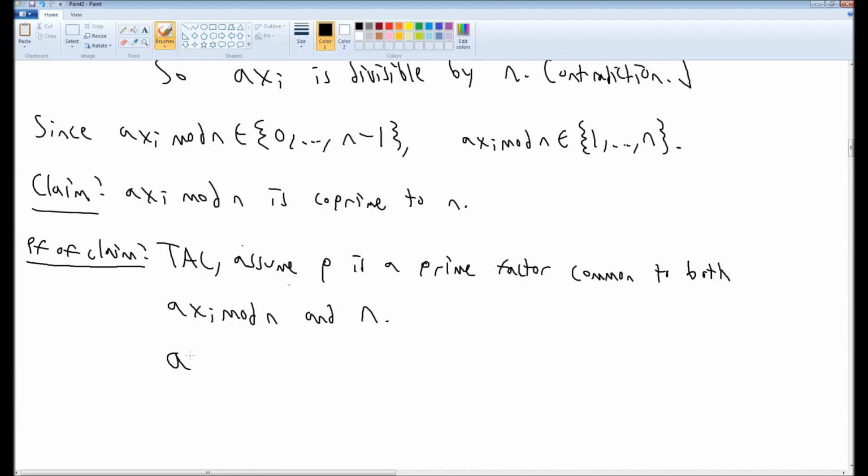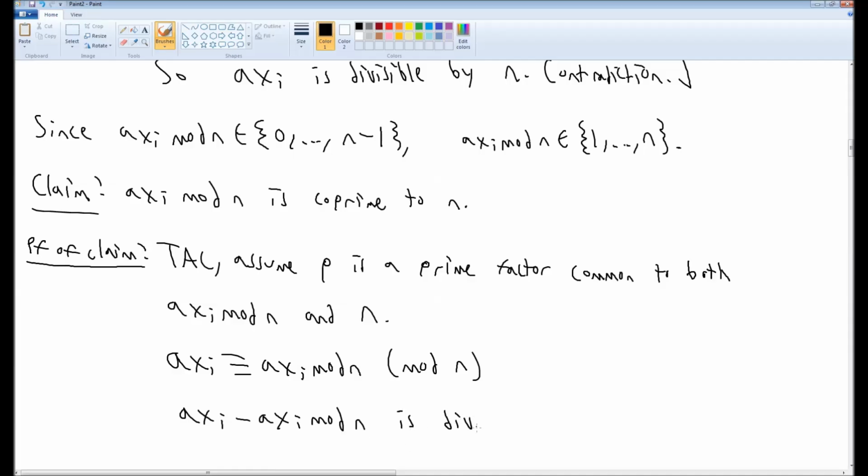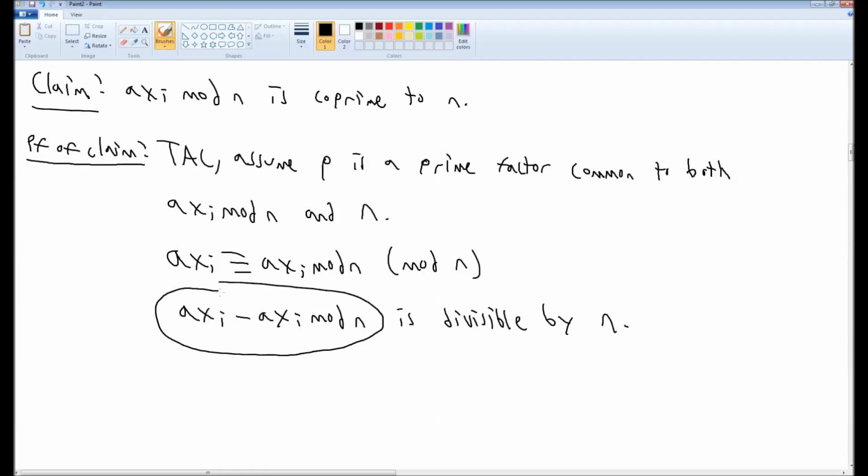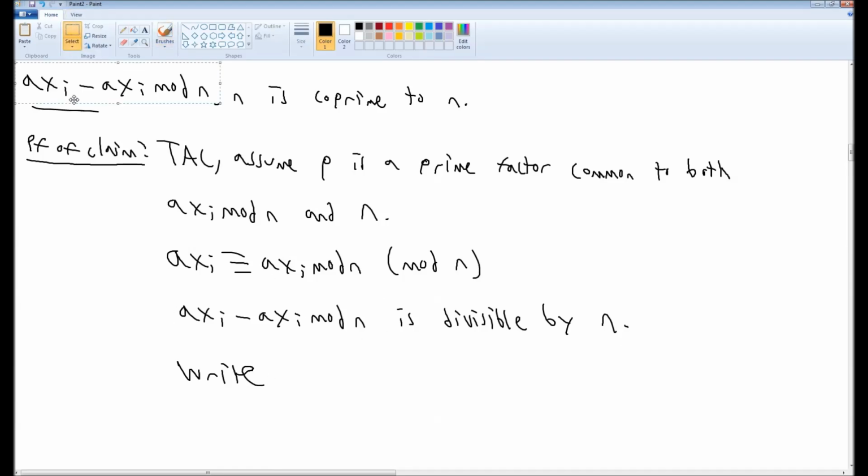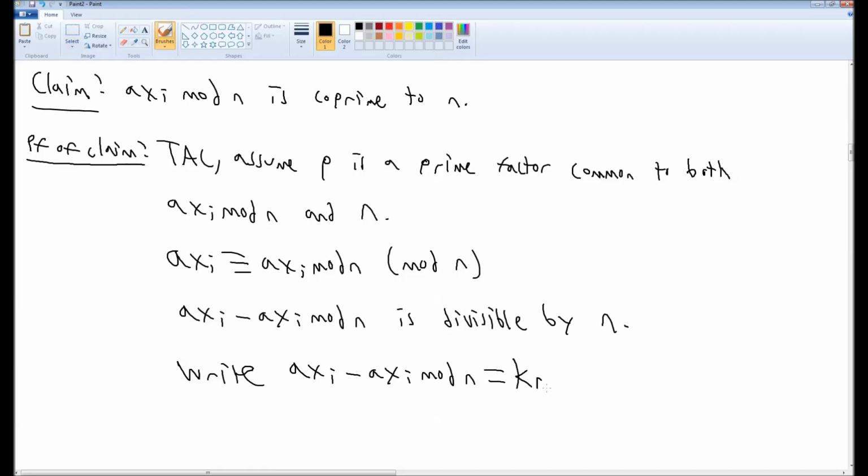But now here's the thing. Remember, a·xi has to be congruent to a·xi mod n. Of course, congruent modulo n, right? But what's this the same as? This is the same as saying that when you subtract these guys, and it doesn't matter if this is positive or negative, this is divisible by n. So since this guy's divisible by n, we can write this guy as k times n for some integer k. So write this as k times n for some k in Z. Z is the set of integers.